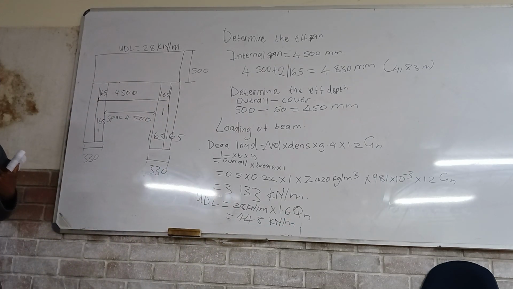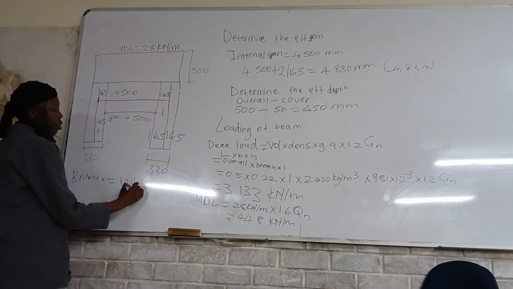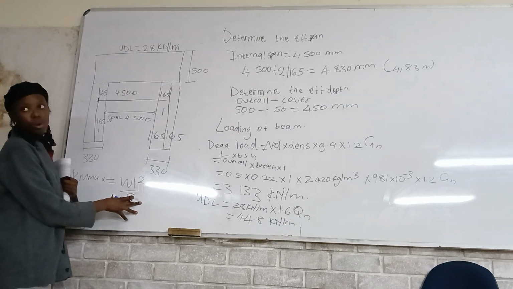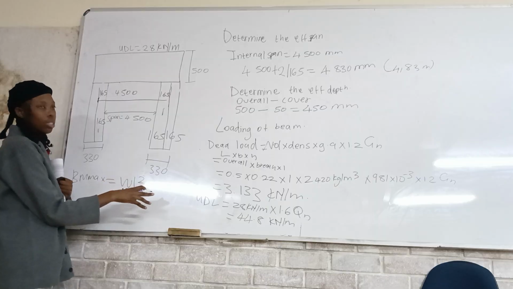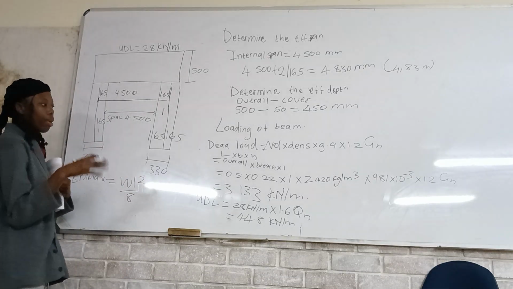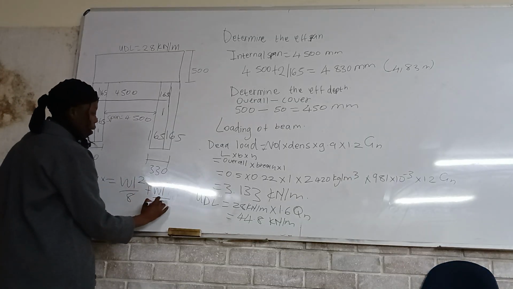After calculating the loading of the beam, we calculate the maximum bending moment. The maximum bending moment is equal to WL squared over 8. This is for a UDL. If there was a point load, it would be WL over 4. So it's plus WL squared over 8.